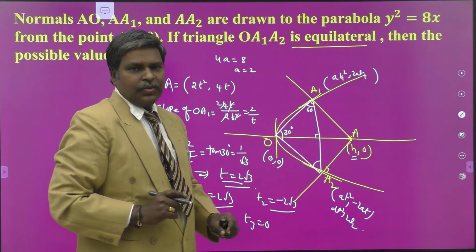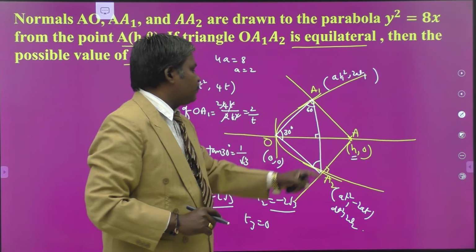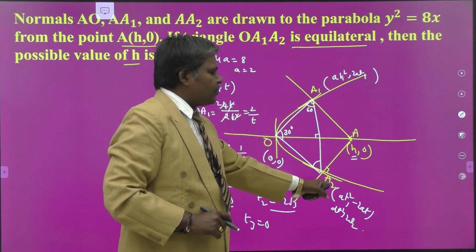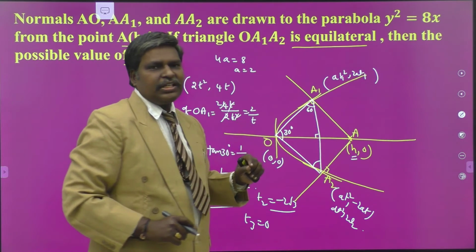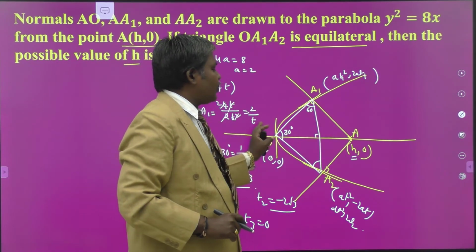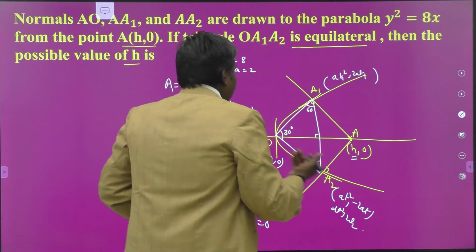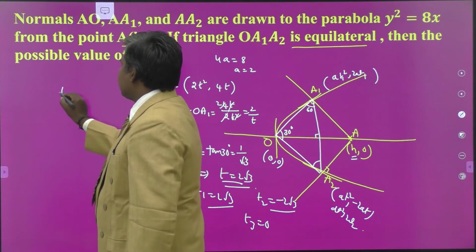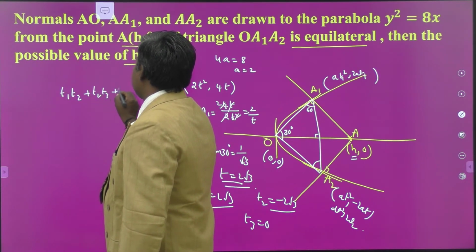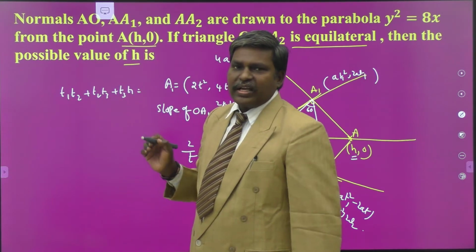t1, t2, t3. What are t1, t2, t3? The corresponding feet of the normals drawn from (h, 0) to the parabola. Am I correct or not? (at1 square, 2at1), (at2 square, 2at2), (at3 square, 2at3) are the 3 feet of normals drawn from your point (h, 0) to the parabola. All of you know what is t1t2 plus t2t3 plus t3t1. In the previous class we discussed the values S1, S2, S3.